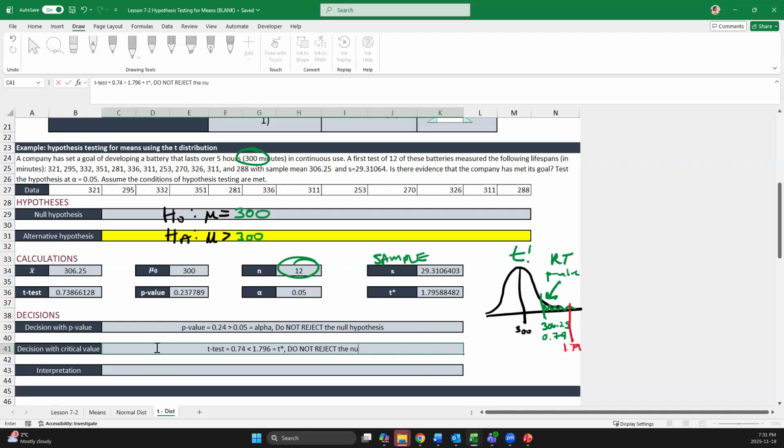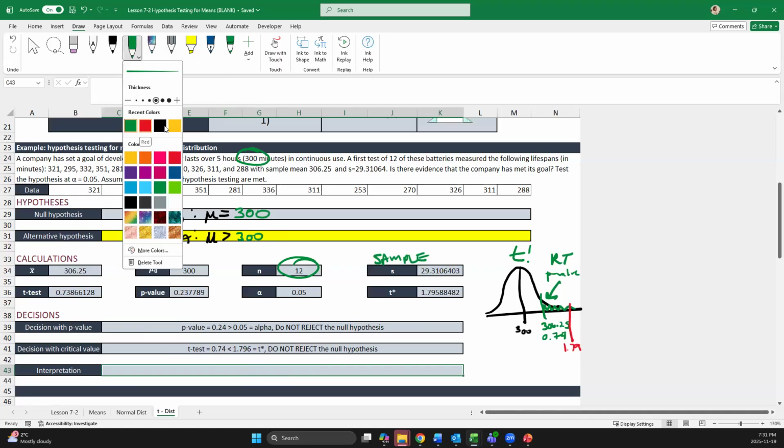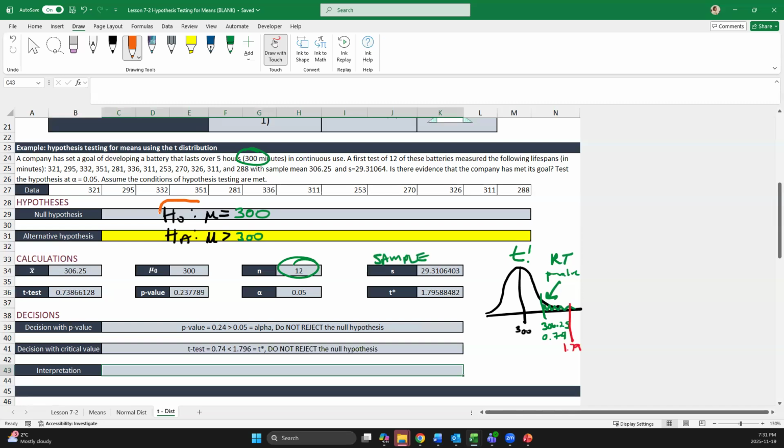The t-test needs to be bigger than t-star in order to say you reject. And in this case, it's smaller. So because we got do not reject the null hypothesis, what that means is that we have to stay with the null. We keep this and we believe this to be true because we have not proven otherwise.